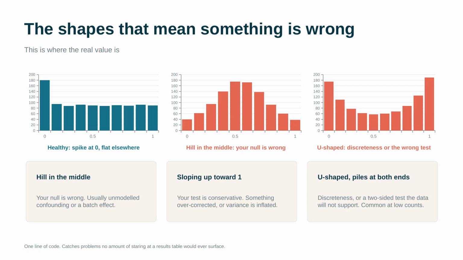And here are the shapes that mean something is wrong, which is where the real value is. A hill in the middle, with p-values bunching up around the center rather than being flat, usually means your null is wrong. Often that is unmodeled confounding, or a batch effect you did not account for. A histogram that slopes up toward 1, so you have too many large p-values, generally means your test is conservative, something has overcorrected, or your variance is inflated. And a U-shape, with a pile at both ends, usually points at a discreteness problem or a two-sided test on data that will not support it, which for low-count genes is very common.